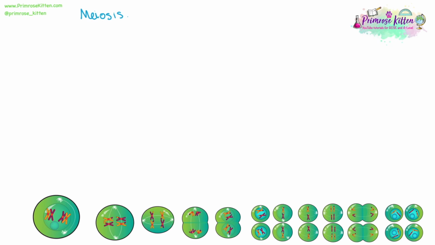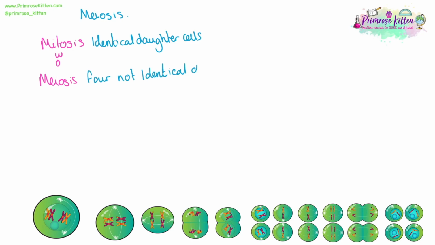It is important you are very clear on the differences between meiosis and mitosis. Here is my sneaky little way of remembering. Mitosis has a T in it, so it will produce 2 identical daughter cells. Meiosis will produce 4 non-identical daughter cells. These are your gametes.